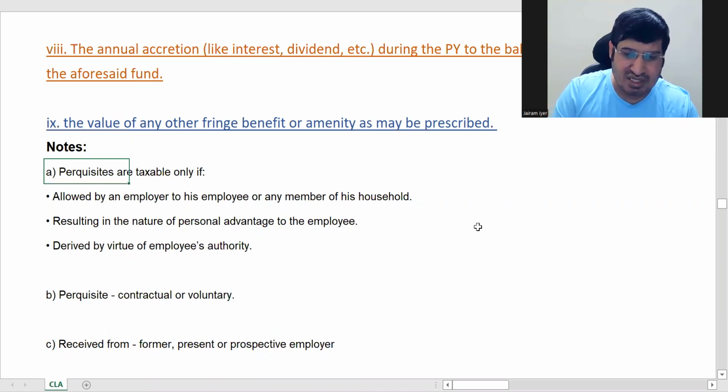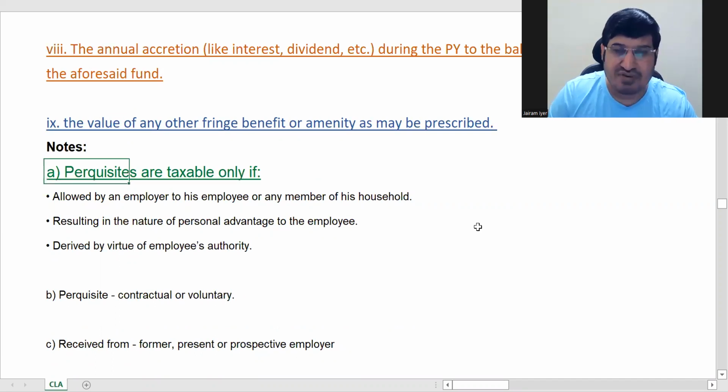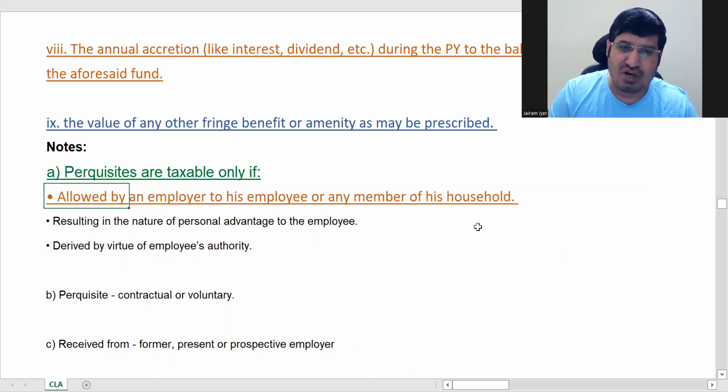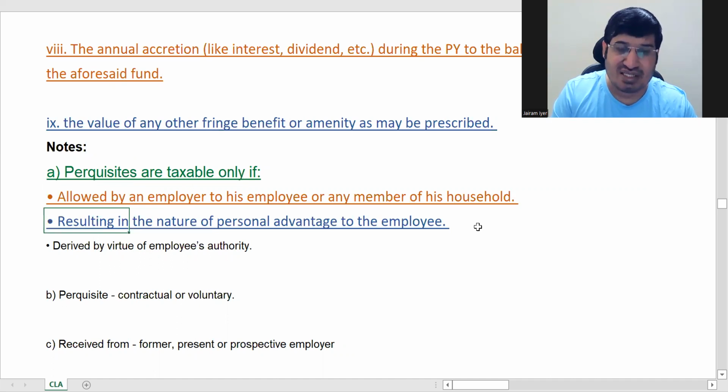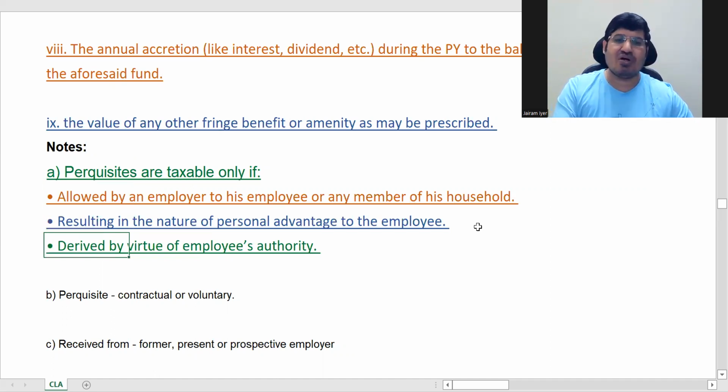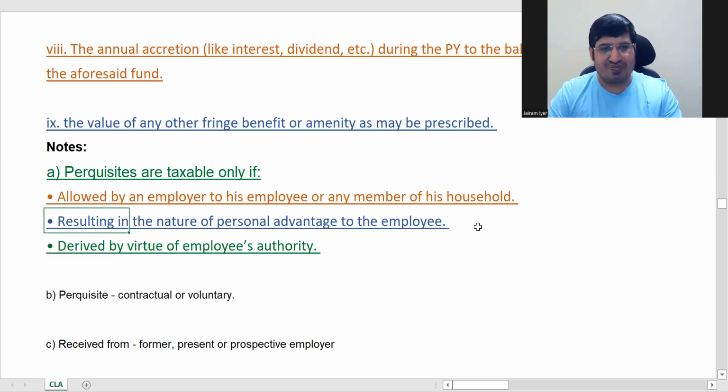Now, the next point is perquisites are taxable only if allowed by an employer to his employee or member of his household, right, and it results in the nature of personal advantage. There should be some advantage. And third, it is derived by virtue of the employee's authority, which means that because he is the employee of that employer, he has got this. Here, allowed by an employer to an employee, and resulting in the nature of personal advantage.